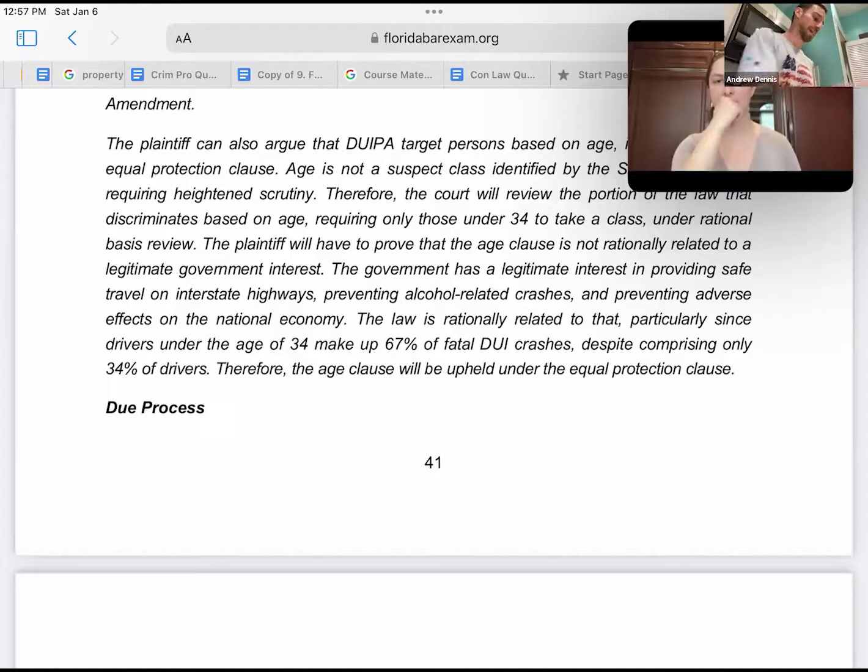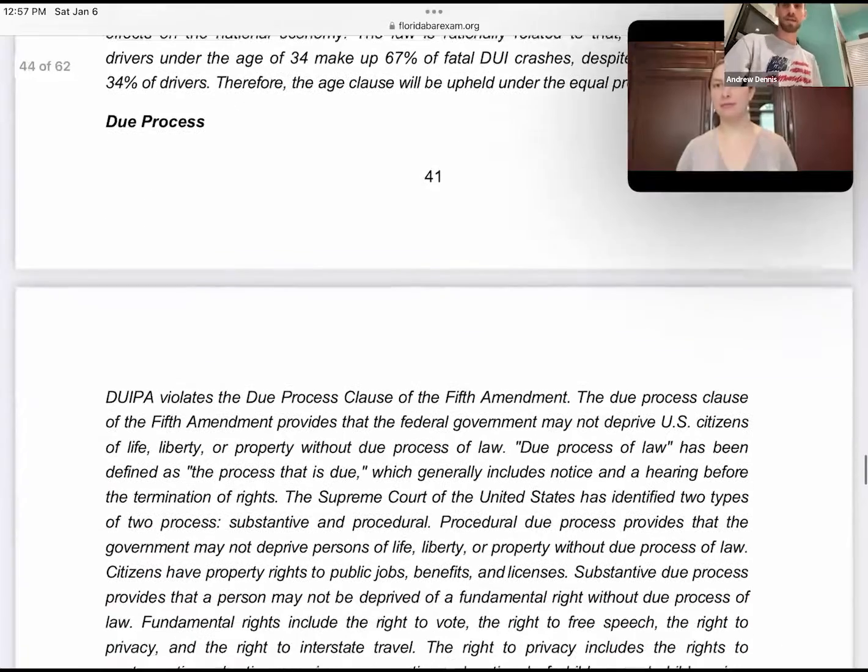But then equal protection is reversely incorporated to the federal government through the 14th to the 5th, right? Like the 14th incorporates the 5th, and then the 5th incorporates the 14th. They do it back and forth. So the 5th Amendment applies to the states via incorporation, and the 14th Amendment equal protection applies to the federal government via reverse incorporation. I can't believe I just explained that.